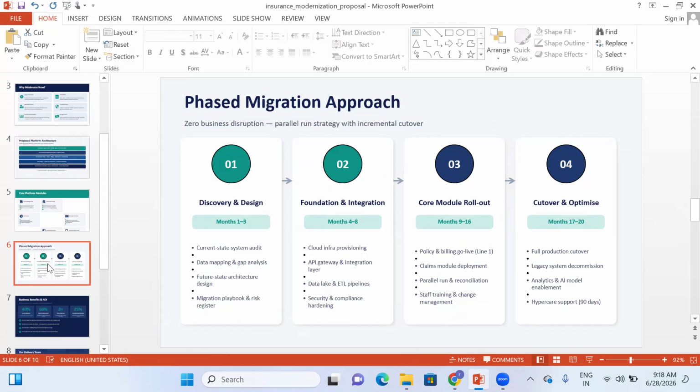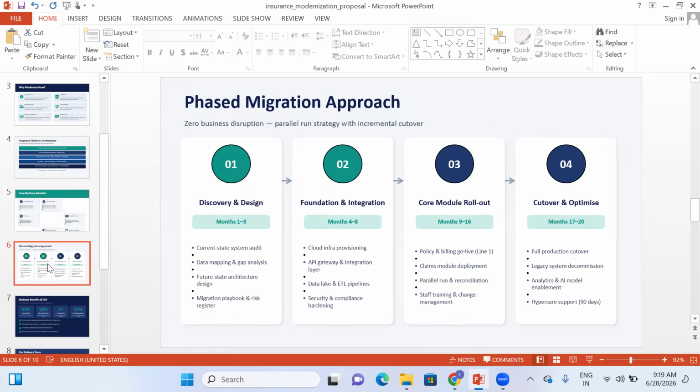Second, foundation and integration, which will take roughly 4 to 8 months, wherein we have cloud infrastructure provisioning, API gateways that we are integrating, the data lake, and security, compliance and hardening. That foundation and integration is the second phase. Third, the core modules that we are developing, either policy, billing, claims or something else. For that, it will be 9 to 16 months, followed by cutover and optimization, which will be 17 to 20 months for the full production cutover and all that. So these are the phased migration approaches that we generally see.